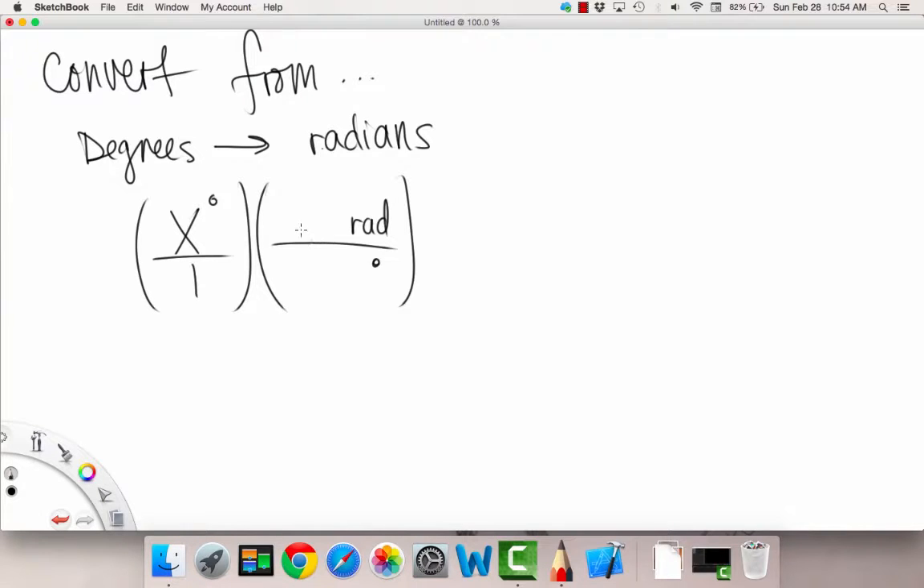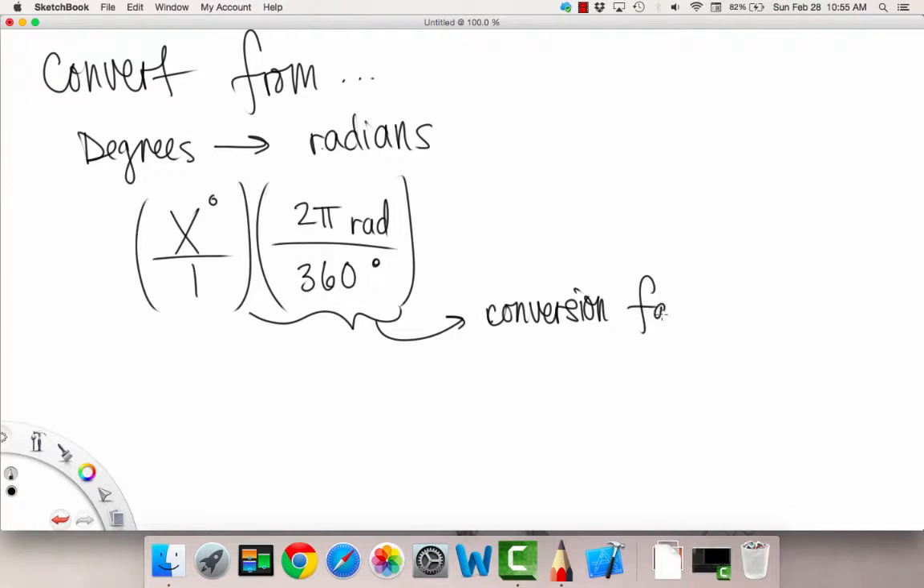We could use the ratio for a full circle, right? Because we said a full circle is 360 degrees, and a full circle is 2 pi radians. This second thing that I'm drawing in parentheses is called a conversion factor. You might have seen this in classes like chemistry or other sciences or math classes. Anyways, we can always just cancel out the 2 and the 360 and reduce it to pi over 180, right?